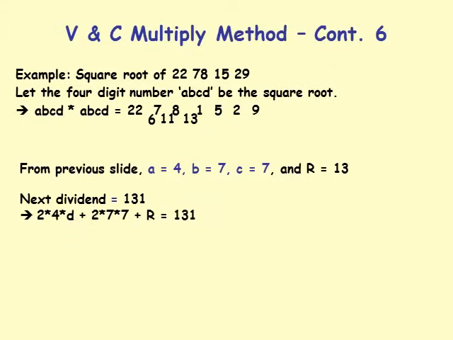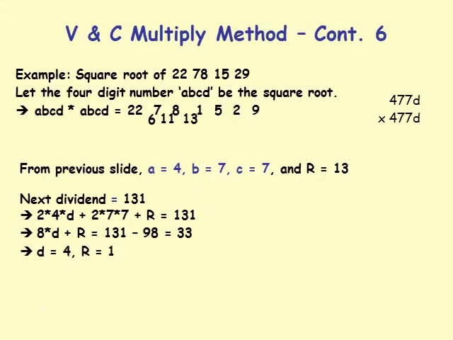We don't have a d yet. 131 comes from where? It comes from here, which is 4d plus 4d, which is 8d right here. 7 times 7 plus 7 times 7, that's this number here. So 8d plus 98 plus r is 131. 8d plus r equals 131 minus 98, which is equal to 33. That means d is equal to 4 and r is equal to 1.